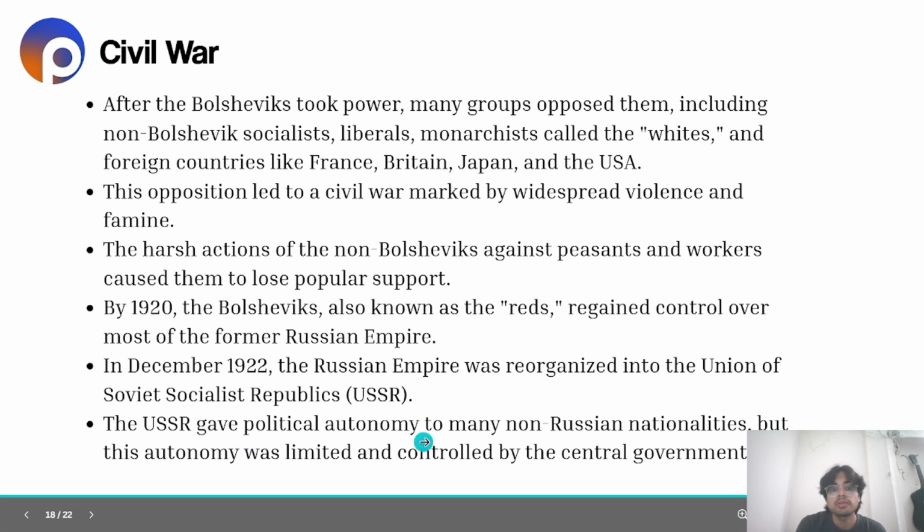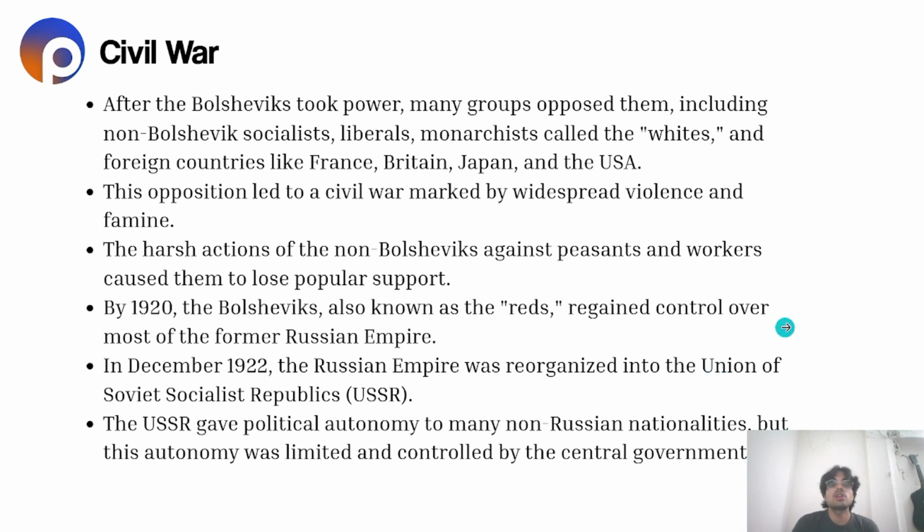The USSR gave political autonomy to many non-Russian nationalities, but this autonomy was limited and controlled by the central government. So, as everybody was opposing Bolsheviks, the civil war broke out, and there was widespread violence due to which the famine took place. These harsh actions of non-Bolsheviks against the peasants and workers, because they were against communism, caused them to lose popular support, and by 1920 the Bolsheviks, also known as the Reds, regained control over most of the former Russian Empire.